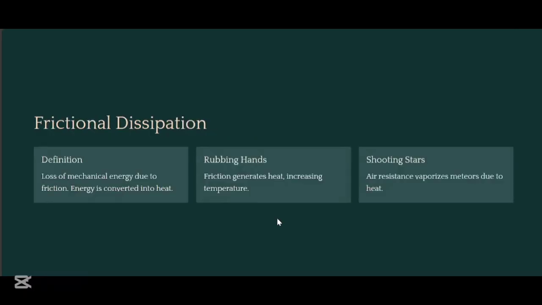Let's talk about frictional dissipation. Basically, the loss of mechanical energy due to friction is known as frictional dissipation. Here, the energy is converted into heat. For example, when we rub our hands, friction generates heat, which increases the temperature. Another example is shooting stars, when air resistance vaporizes meteors due to heat.